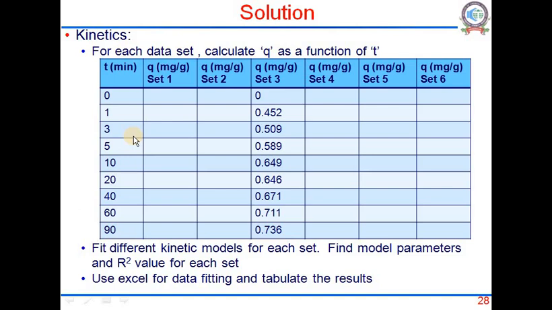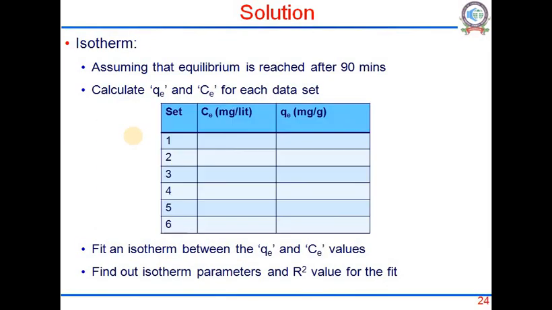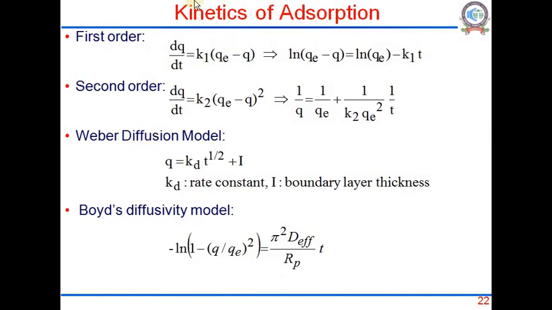Okay. So if you want to fit first order, what you need to do is plot ln(QE minus Q) versus T. If you want to fit second order, you need to do 1 by Q versus 1 by T. If you want to do the Weber model, you need to plot Q versus T raised to half.